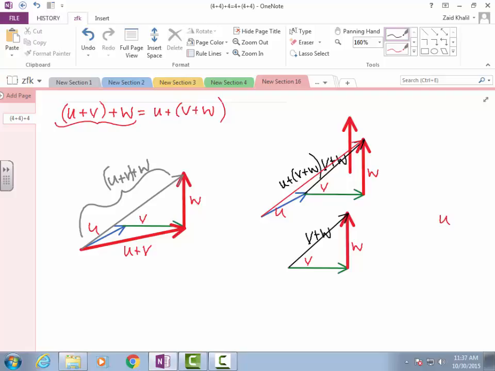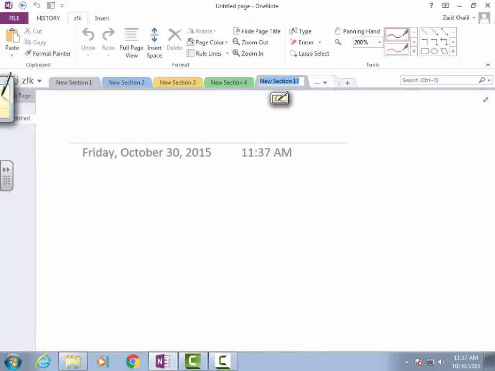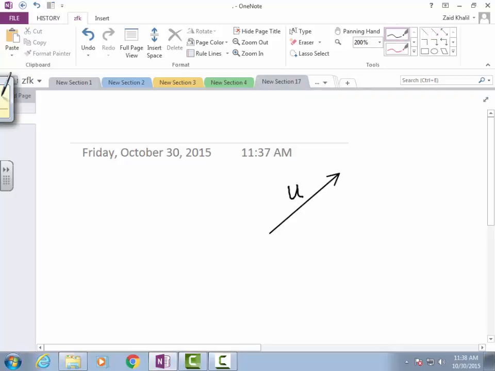And maybe I should be a little bit more formal about how I write a vector. Let's say a vector u is this guy. So there's u. In general, it's a good idea to write the vector with an arrow over its head. That signifies it's a vector. In other words, that's saying that this thing u is a vector.